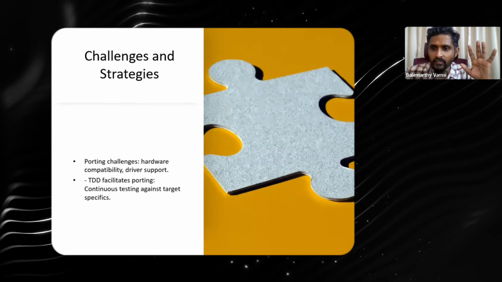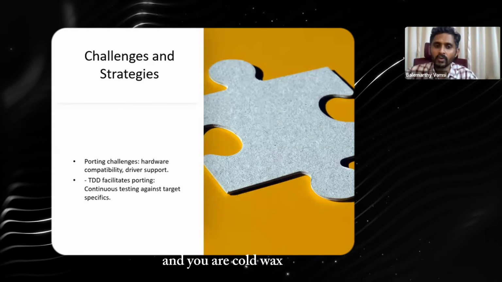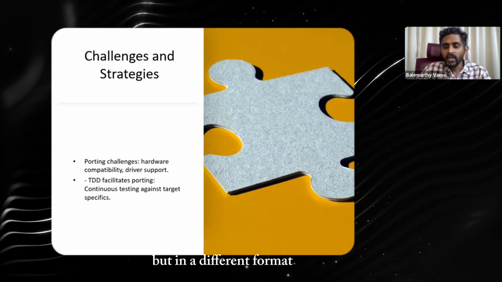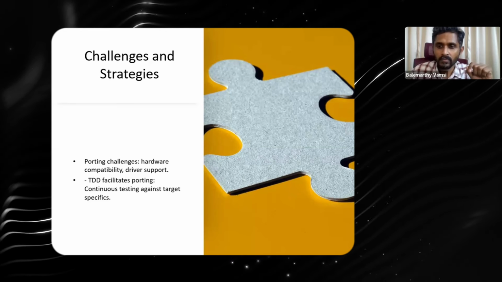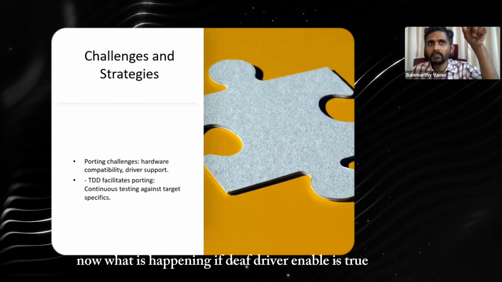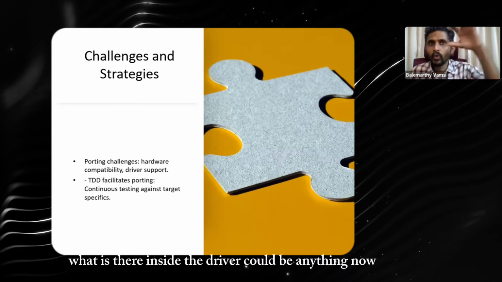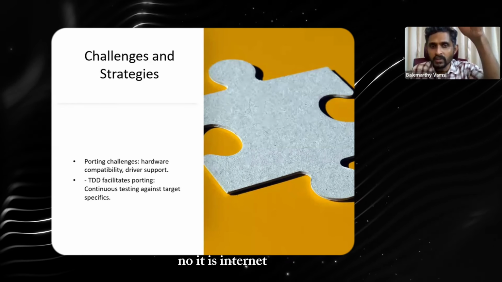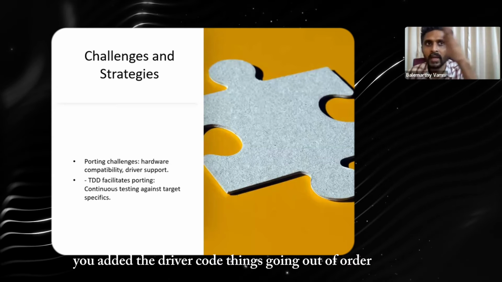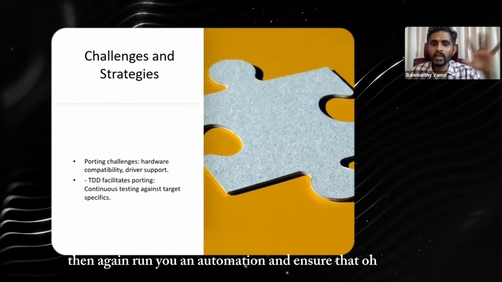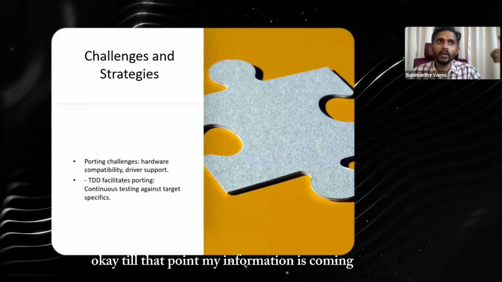Making sense? It is actually now flipping the switch with that macros and your code works. And this is where the second point is exactly the same thing I told, but in a different format. TDD facilitates porting, continuous testing against target specifics. Now, what is happening? If def driver enable is true, what is there inside the driver could be anything now. Now it is Ethernet, you replace it with Wi-Fi, still it will work. I mean, still it will work in the sense that your information till that point has been already tested. You added the driver code, things going out of order, then again run your automation and ensure that, till that point, my information is coming.